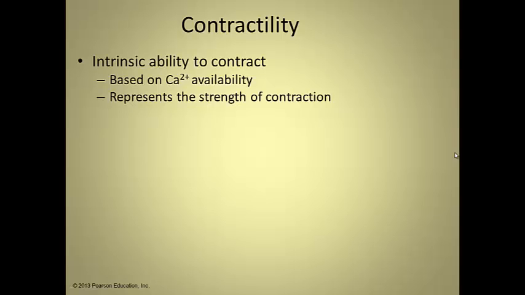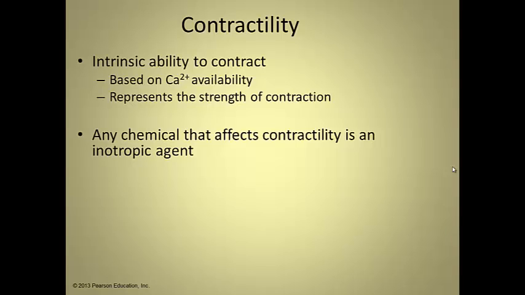Now, contractility is the intrinsic ability of the cardiac muscle to contract. It's going to be based on calcium availability, and it also is representative of the strength of contraction. And the key here is that contractility can vary.